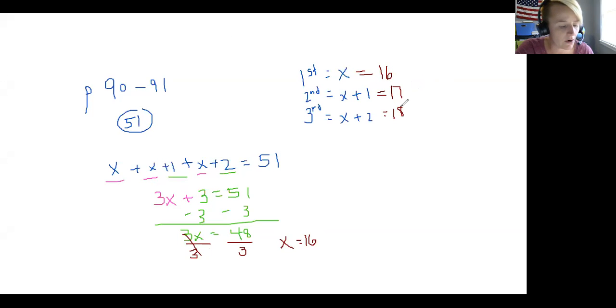So let's check. Are they 3 consecutive numbers? Yep. Do they all add up to 51? 16 plus 17 plus 18 is 51. So that's my final answer. So again, it takes a little bit of time just to think through what's being asked of you, but they're not too terribly hard if you just try to follow what the question is actually asking of you.